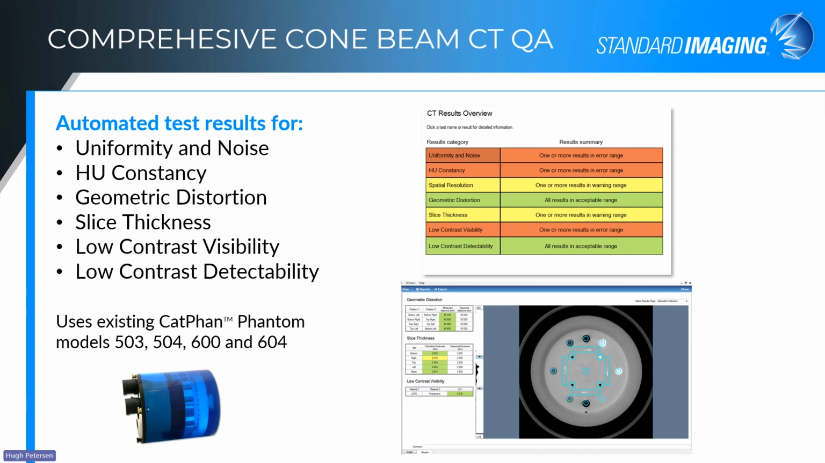Also, you'll see the CT results overview in the upper right, and that gives you a quick glance, similar to the dashboard that I just showed you, but more of a quick highlight showing red, yellow, green results: pass, caution, and fail. You can click on any one of those individual boxes, and it will bring up the specific test result, and I'll show you that. I'm going to jump into the software in a few minutes and run a few different tests and show you the interface. But that's for the cone beam CT.